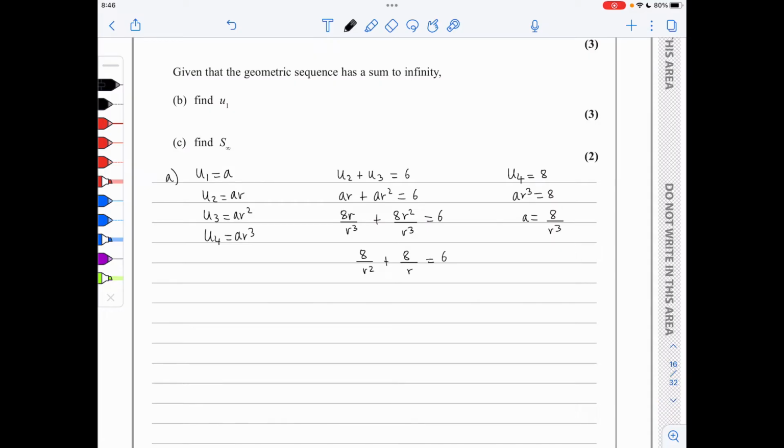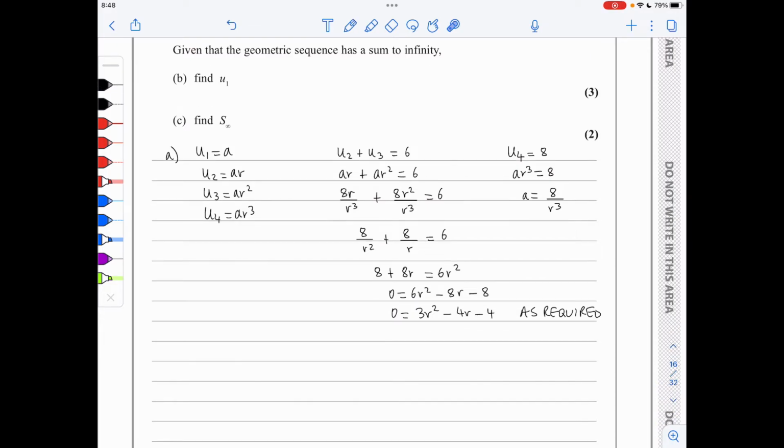So I can multiply throughout by R squared to get 8 plus 8R is 6R squared. I'll get everything on the right hand side, to get 0 is 6R squared minus 8R minus 8. I will divide throughout by 2, leading to 3R squared minus 4R minus 4 as required.